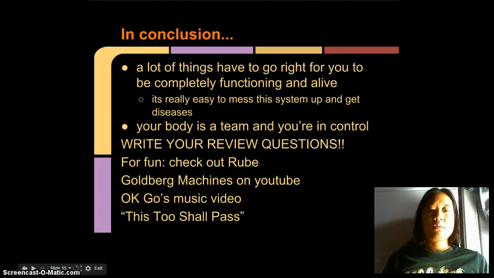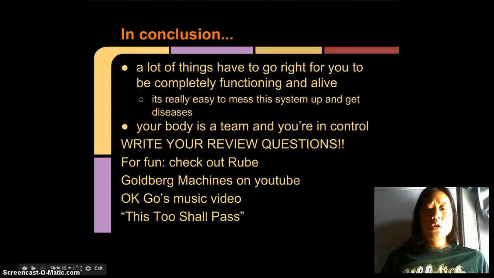It's really important that, as a class, we interact as a team, just like your body interacts as a team. So just to wrap up, we had a lot of interactions. Take some time, write your review questions. They're fun if you're interested in seeing some more complex systems, just like your body is a whole bunch of complex systems. There's these things called Rube Goldberg machines. They overcomplicate something, and the idea is that all these moving parts work together to make something really cool. It's the same theme for your body. So if you want to check it out, OK Go's music video, This Too Shall Pass, has great examples of all this stuff. So hopefully you learned something.